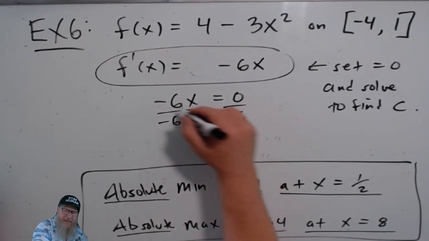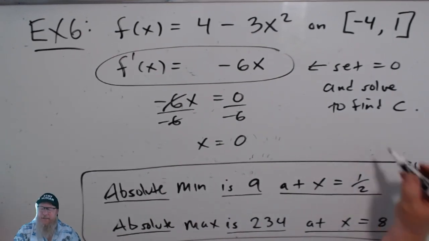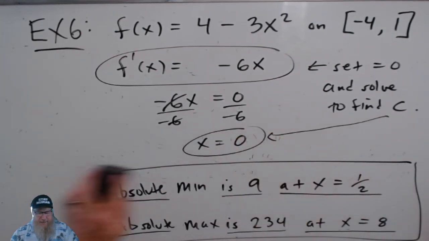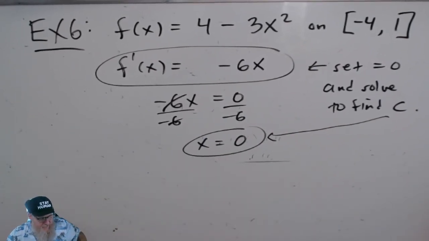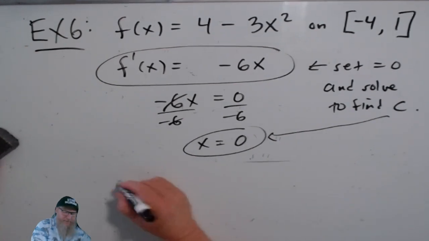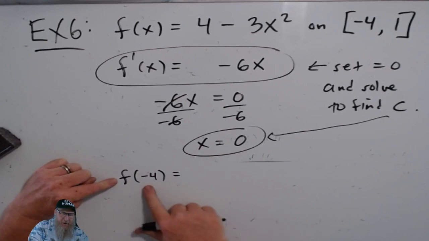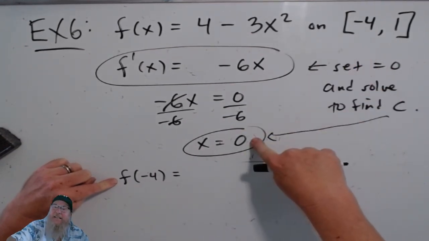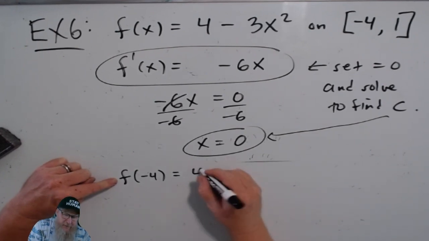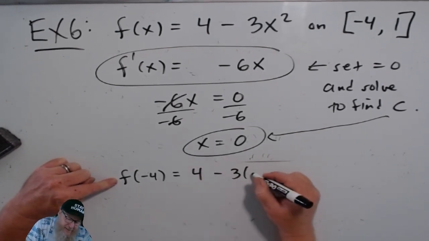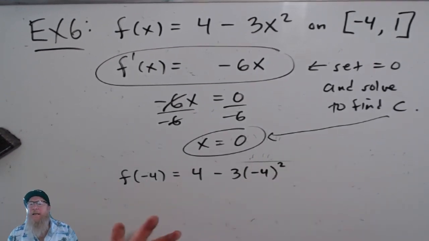Divide by -6. Remember, C means critical value. 0 divided by -6 is 0. So our critical value is 0. So now we test it using the original function. I usually do them in order. So I do A first, then I do C, because C's in the middle, and then I do B. Although the order that you test it doesn't really matter. Testing is also the same as evaluating. We're plugging in the number.